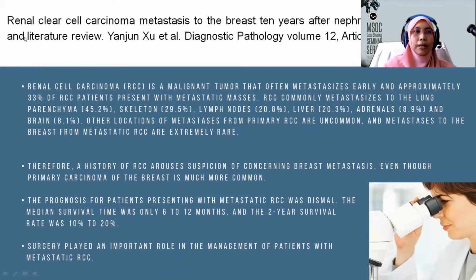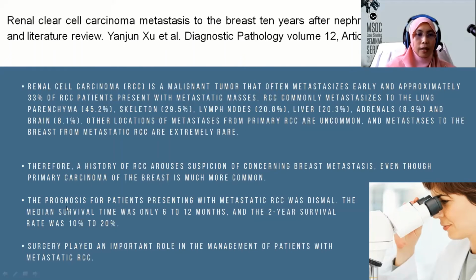Okay, a little bit about RCC metastasis in the breast. Renal cell carcinoma is a malignant tumor that often metastasizes early, and approximately 33% of RCC patients present with metastasis. It commonly metastasizes to the lung, skeleton, lymph node, liver, adrenals, and brain. Others are uncommon, which includes breast. Breast is extremely rare. Therefore, a history of RCC arouses suspicion of breast metastasis, even though primary carcinoma of the breast is much more common.